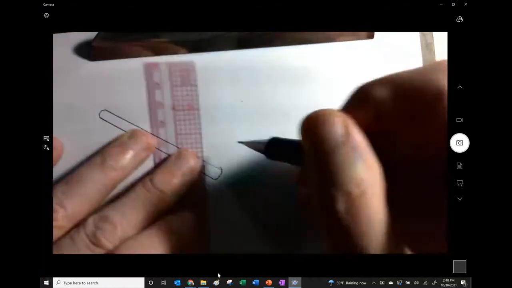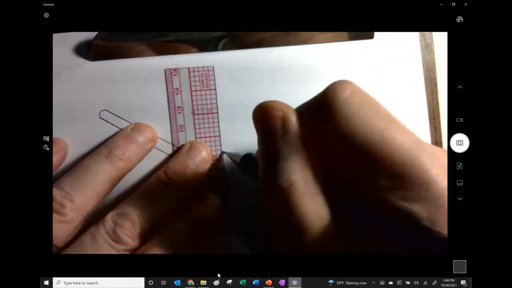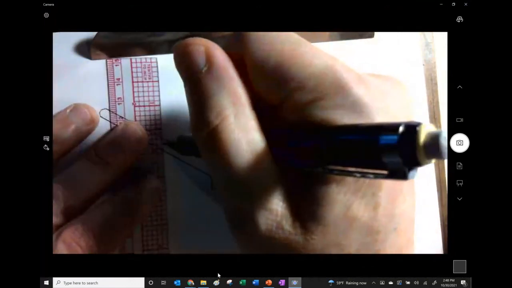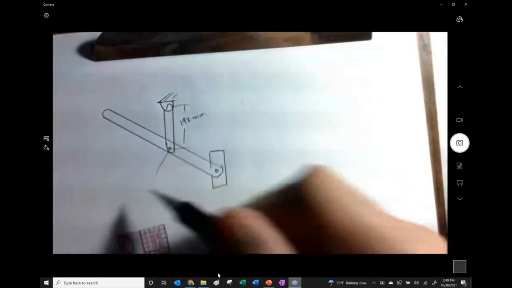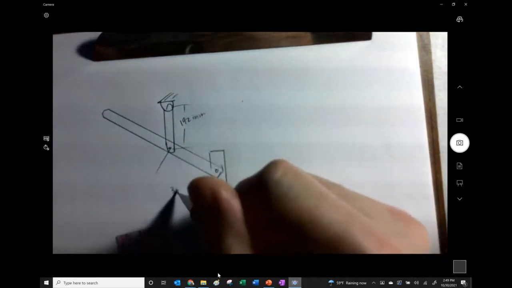So in this one, we're just asking about the velocities, right? And it's got a little slider acting right there. And the little part that's going right here is constrained so that this thing has to go left and right. And 192 millimeters, which is a weird dimension. Must help something somewhere. And this is 360 millimeters. And this is 240 millimeters.